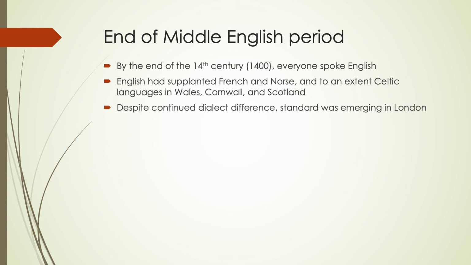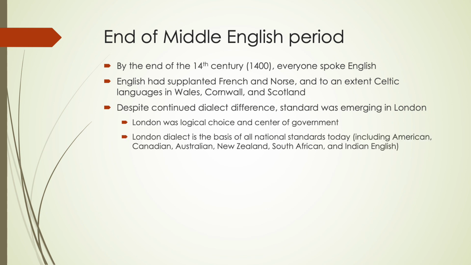Once English became more powerful, once it became the language of government, London sort of emerged as this logical choice because it was the center of government. So the London dialect is still the basis of all of our national standards today. So it's the London dialect that was brought into American Standard English, into Canadian English, Australia, New Zealand, South Africa, India. Because of the Commonwealth, there's a huge influence of the London dialect on all of these other national Englishes that we still see today.